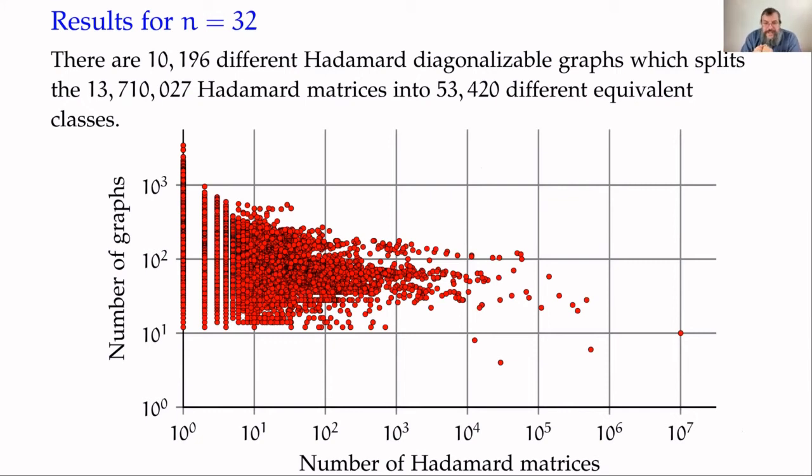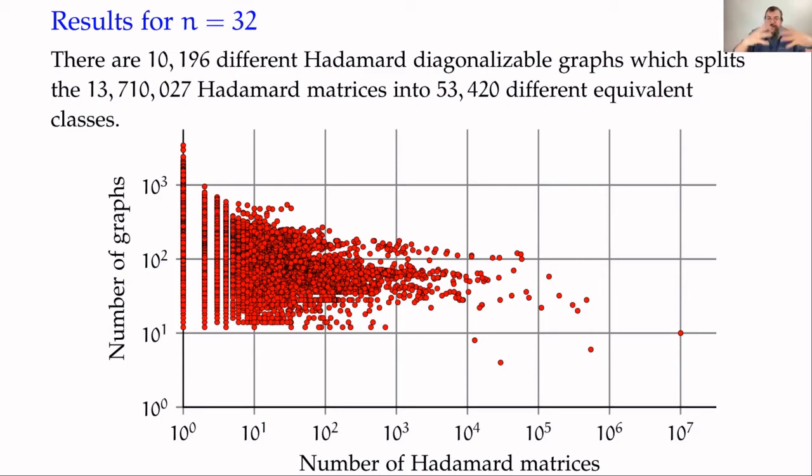13.7 million. And what we were doing before with the different Hadamard matrices is we were sort of grouping them together by saying, well, what graphs can you diagonalize? So there were sort of equivalence classes. So what you do is you say two Hadamard matrices are equivalent if they diagonalize the same set of graphs. And now, if you do that for n equals 32, we end up with a lot of different equivalence classes. So in particular, there's 53,420 different equivalence classes.